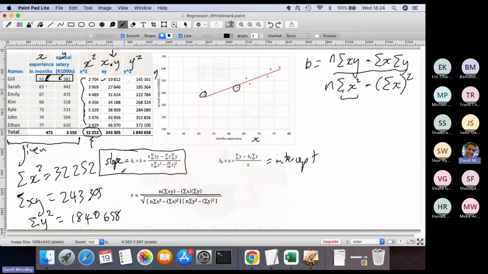This column here is my sum x. So my sum x, the total of all my x's, is 472. And then the sum y, the sum of all my y's, from this column here, is 3550.